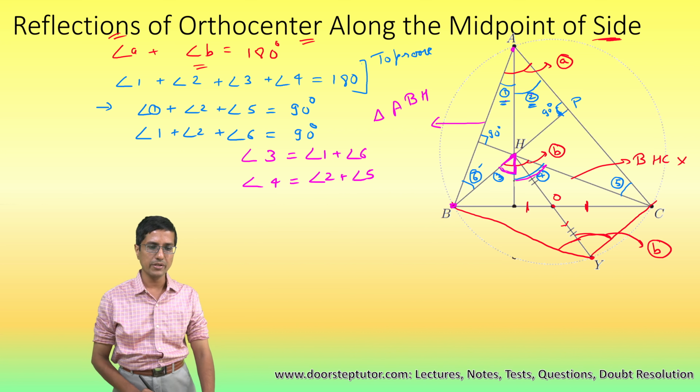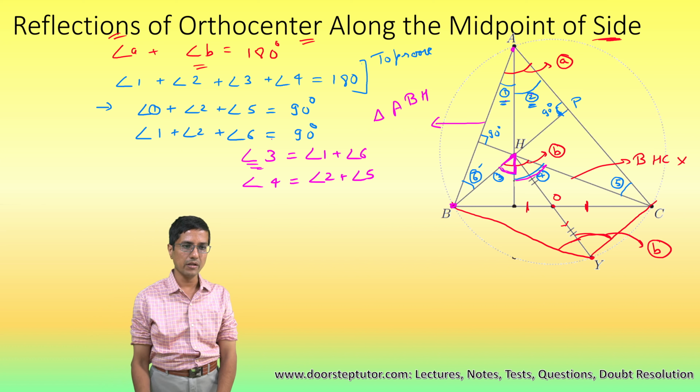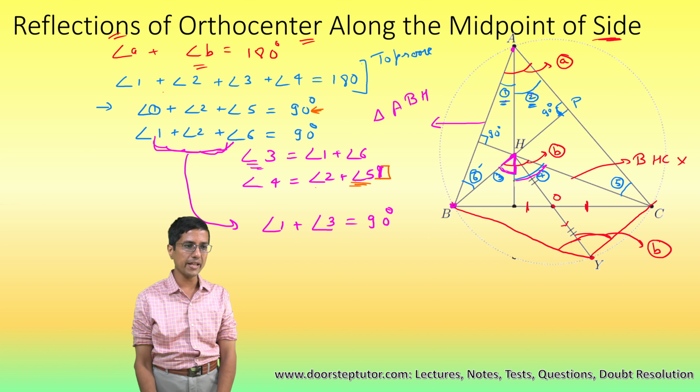Now in this equation, angle 1 plus 2 plus 5, 1 and 6 can be combined together. So 1 and 6 I am combining in this equation, and what can I write? I can write angle 1 plus 6 becomes angle 3, so angle 2 plus angle 3 is equal to 90 degrees, and I use this equation right here. And from here, 2 plus 5 I can combine as angle 4, so angle 1 plus angle 4 will be equal to 90 degrees. So this equation and this equation.